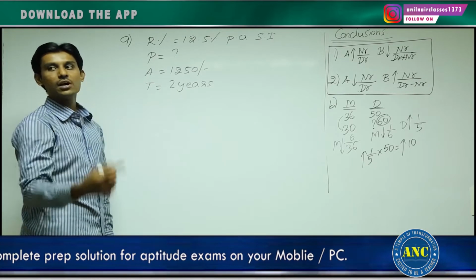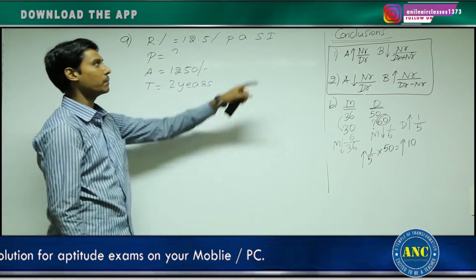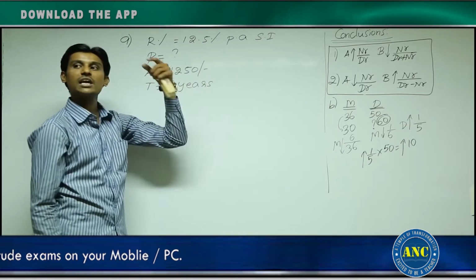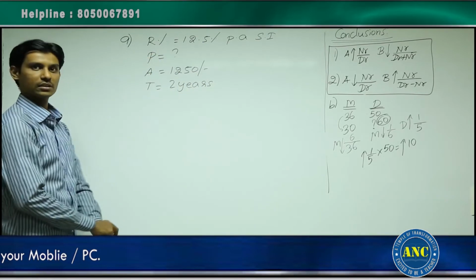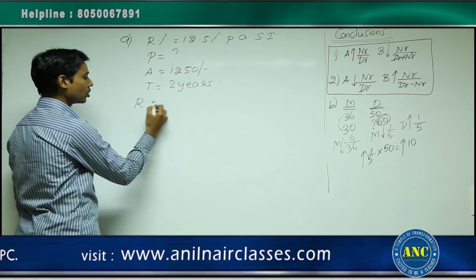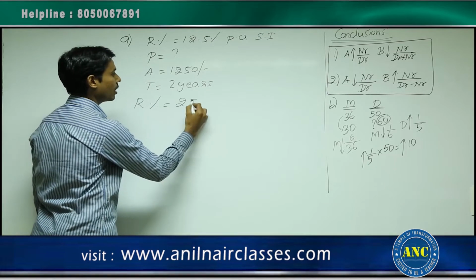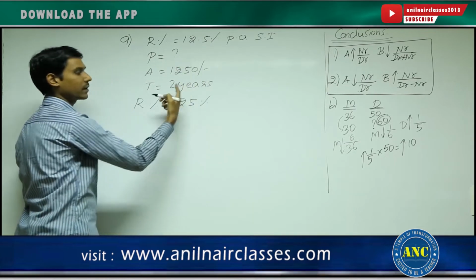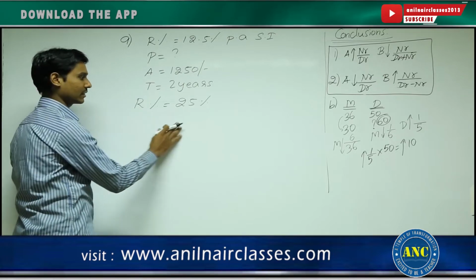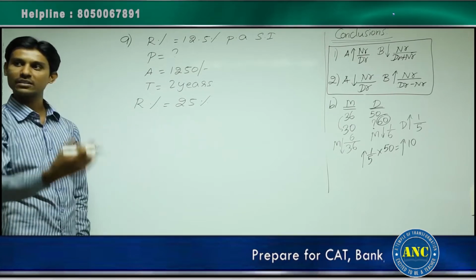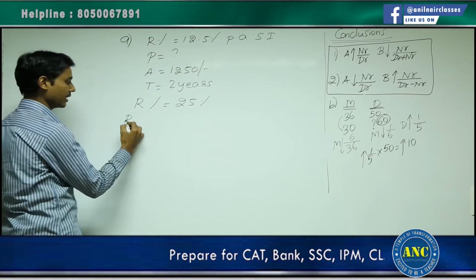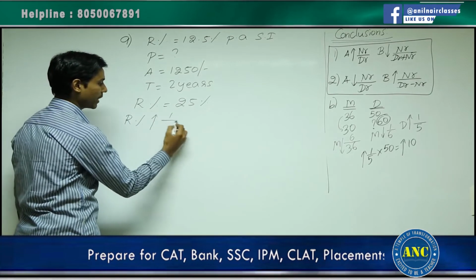For 2 years it is 25%, because in case of simple interest, the rate of interest is the same every year. That anyway we will discuss in simple interest and compound interest. That means the total rate of interest is 12.5% plus 12.5% for 2 years. It is 25%. Rate of interest means I am gaining something. It is an increased parameter. That means R percentage increases by 1 by 4.